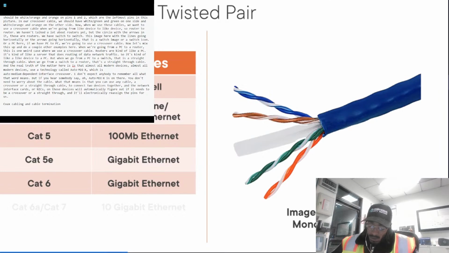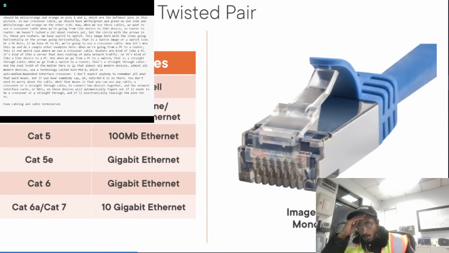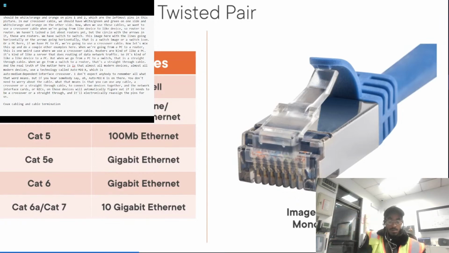This eventually led us then to Category 6A and Category 7 cabling, which allows us to pass 10 gigabit Ethernet over it, so 10 times as fast as we can get with Category 6. The idea here, again, is that we're just using more precise specifications when we're making the cable in order to achieve those higher data rates.